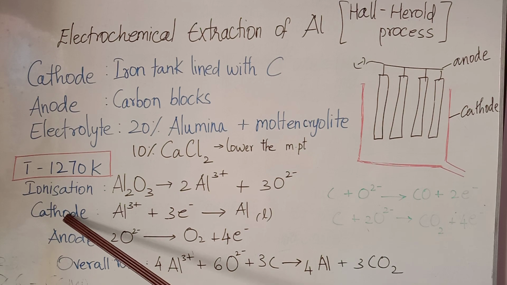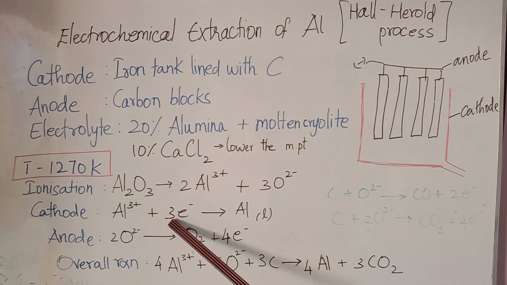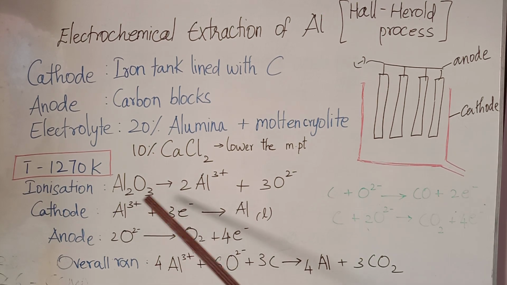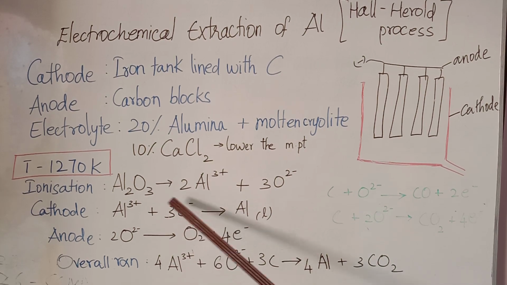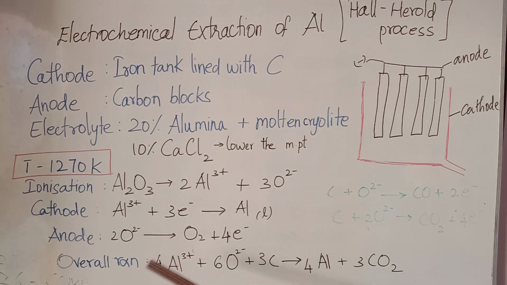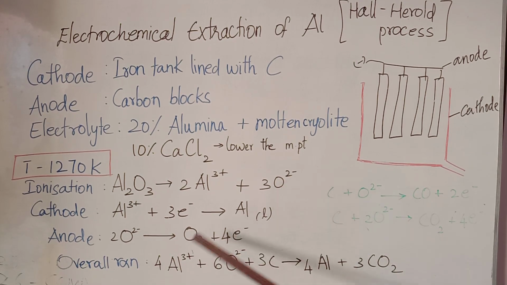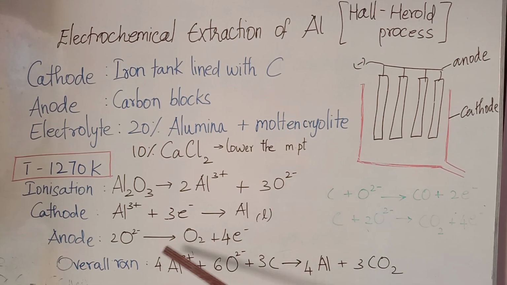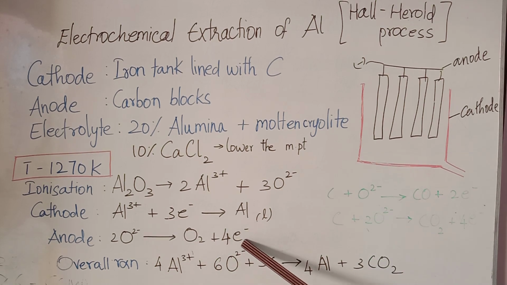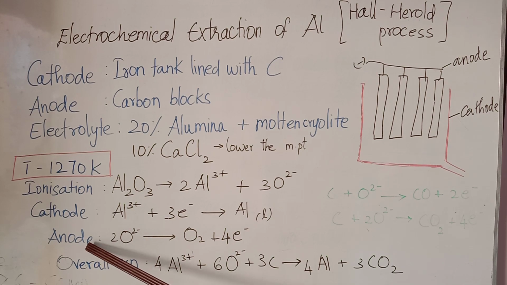And the reaction at the cathode: cations move towards the cathode. That is, reduction takes place at the cathode. So here the cation is Al3+. Al3+ plus 3 electrons becomes Al. And at the anode, oxidation takes place. Anions move towards the anode. So here the anion is O2-. O2- loses electrons and becomes O2. So this is the reaction at the anode and cathode.